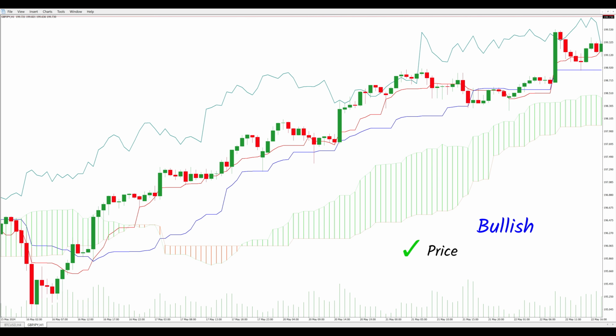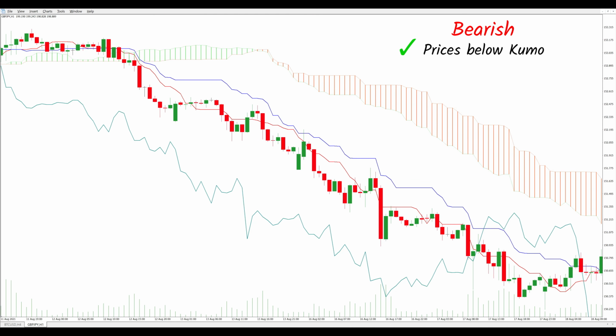The market is bullish when prices are above the Kumo, or when the Kumo is sloping upwards. It's bearish when prices are below the Kumo, or when the Kumo is sloping downwards. We'll focus on the Kumo from here on out. So what exactly is a Kumo twist?